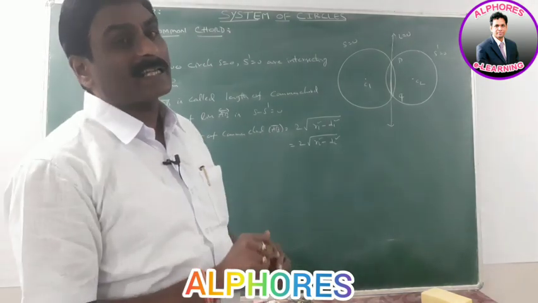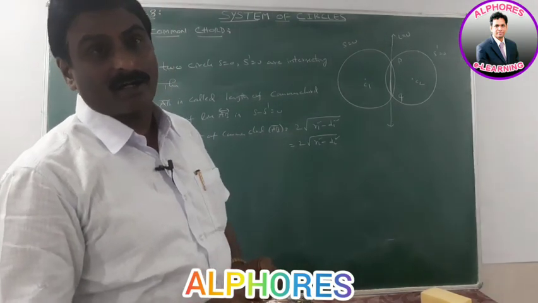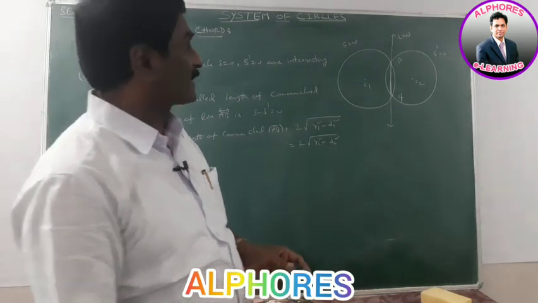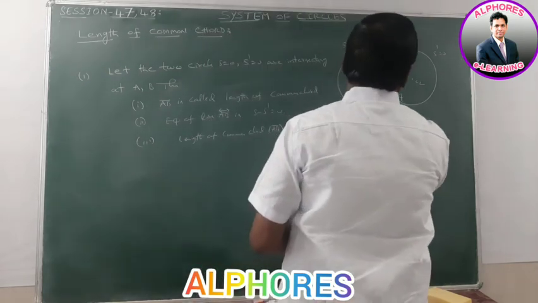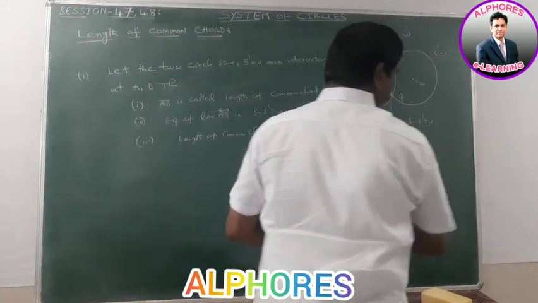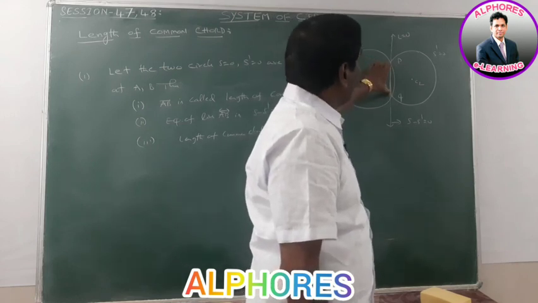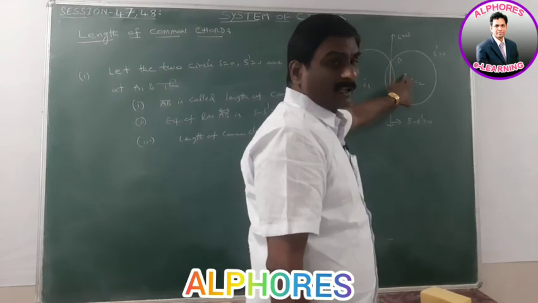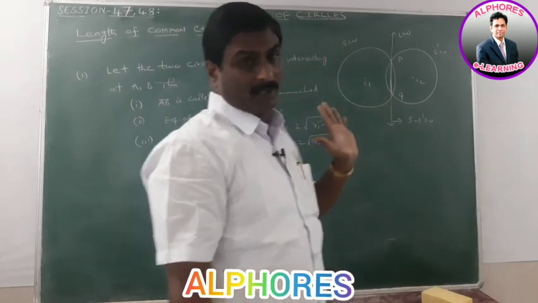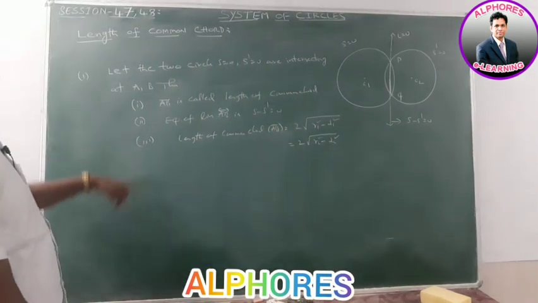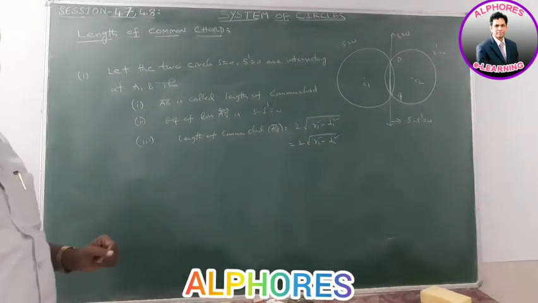If the two circles are intersecting, what is the equation of the common chord? Common chord is nothing but the radical axis. That means this equation is nothing but S minus S' = 0. Now we find the length of this chord. This is the chord for this circle and this circle, so it is said to be the length of the common chord.